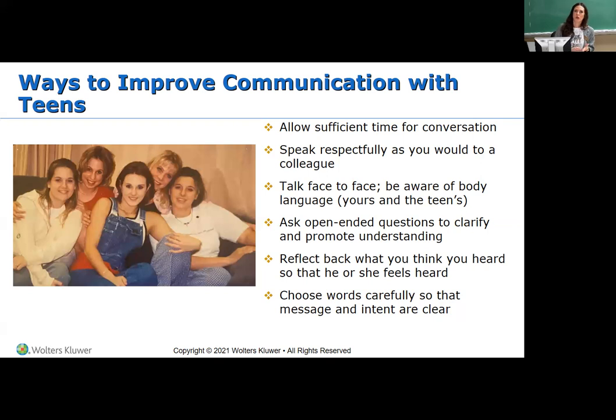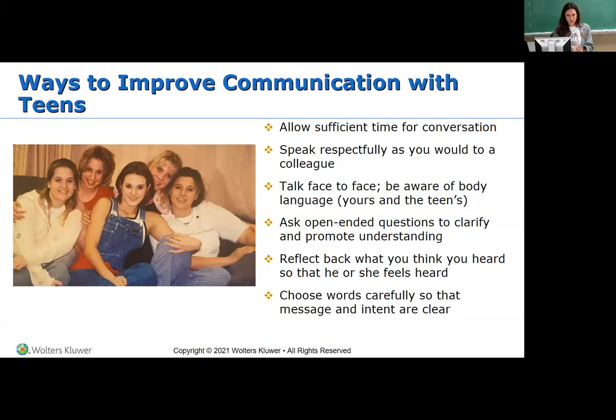We also want to do a reflect back, or a read back, or a talk back, where we just clearly restate what they were saying, so that they can hear that and make sure that they were making the message clear as well. So it not only allows us to fully understand, but it allows the teenager to be like, oh, that's what I said. And then it's clear and concise.